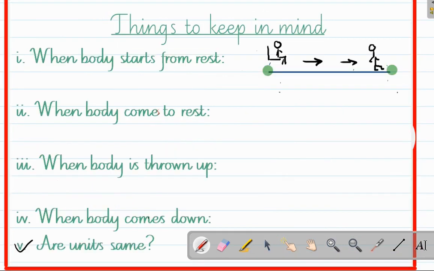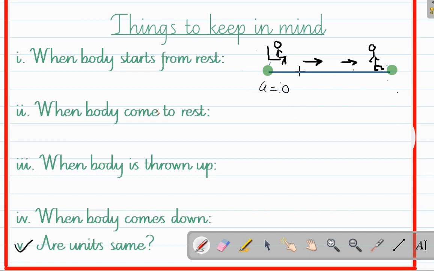Now, before solving any question, we have to keep certain things in mind. Let us understand them one by one. First, if in the question it is given that your body is starting from rest, what will the velocity be in this case? For example, take a boy sitting in a chair. He is at rest, so his velocity is 0. That means at the initial state, his velocity is 0.